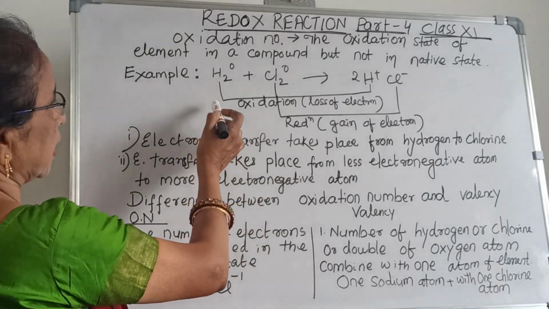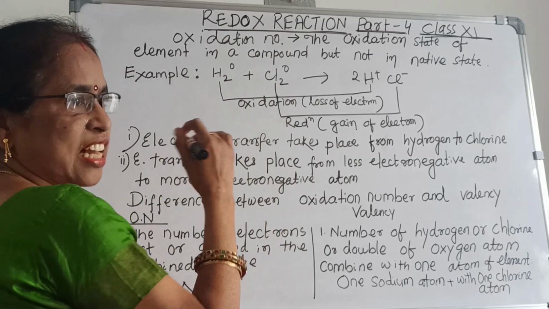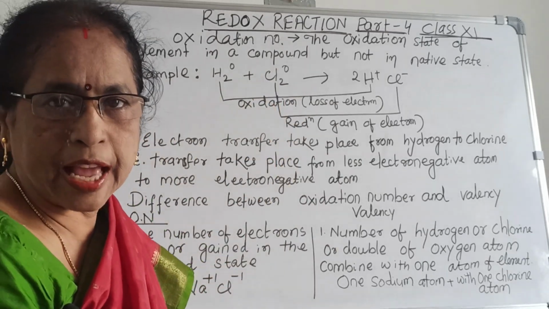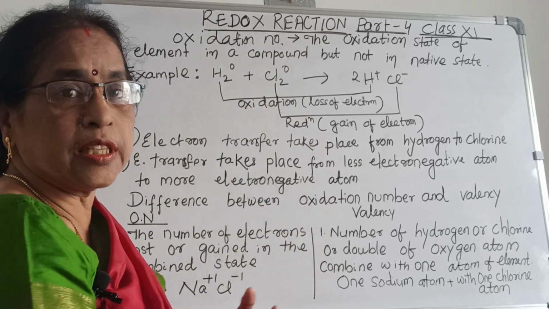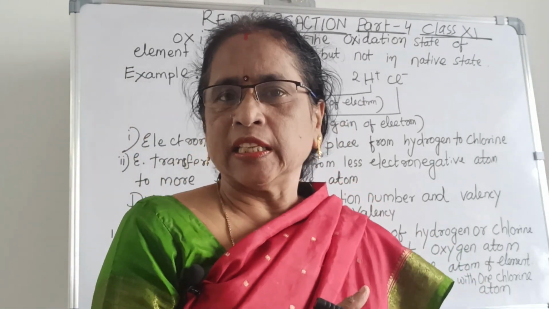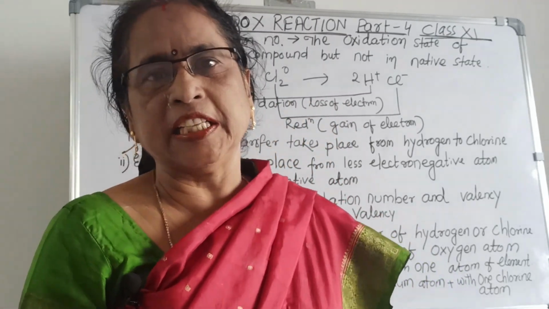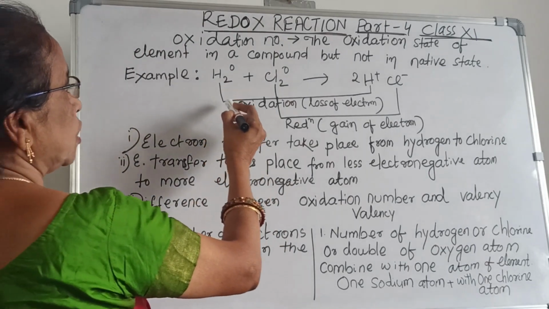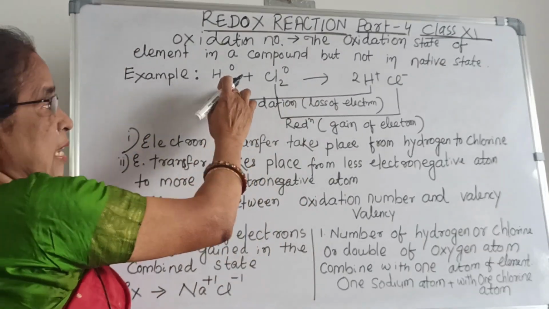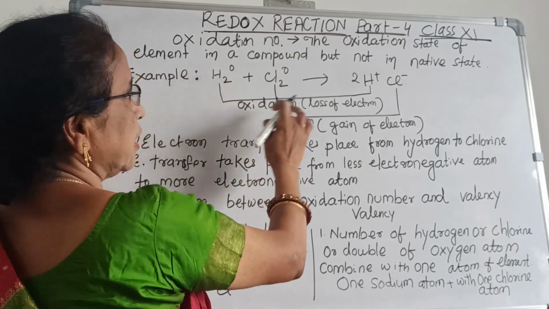Now, generally hydrogen is a less electronegative element and chlorine is a more electronegative element. That is why hydrogen can lose electron, not gain electron, but chlorine is an electronegative element, so it will accept electron easily. That is why oxidation takes place here. Hydrogen is ready to lose electron and transfer electron to chlorine. That means oxidation takes place.